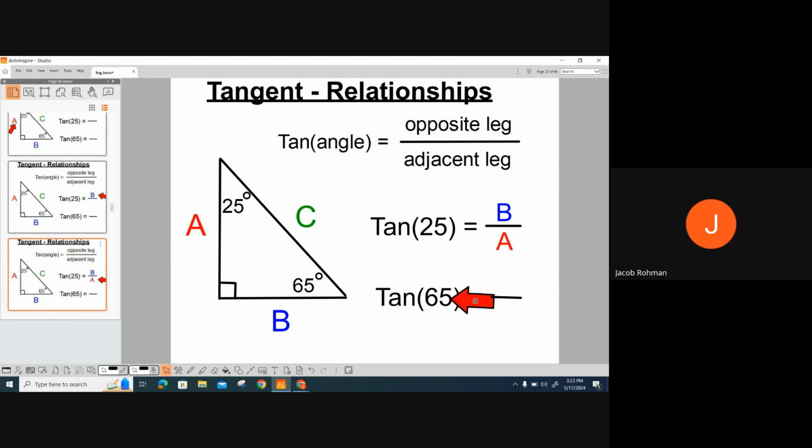And then if we're taking the vantage point of 65 degrees, so 65 degrees being here, then we're going to say the opposite leg is A, and the adjacent leg is B. So we're going to say A divided by B.